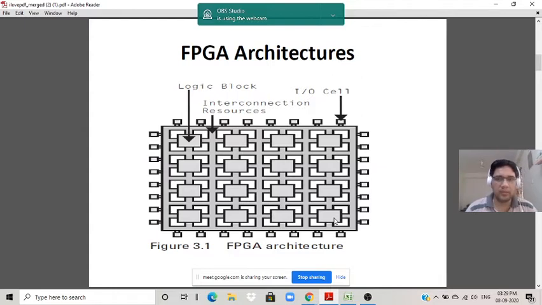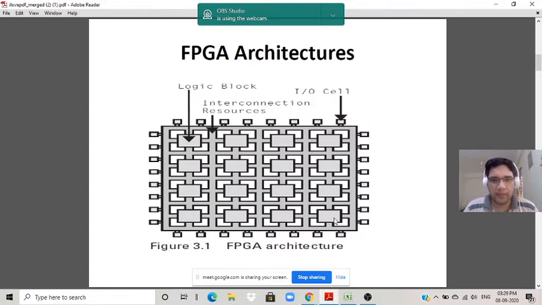So first is the FPGA architecture. What is the internal architecture of FPGA? It consists of three different blocks. First is the logic block, called the configurable logic block. Why configurable? Because it can be programmed again and again based on your logic. You can reprogram it again, you can configure it again. Configuration is done by the users.